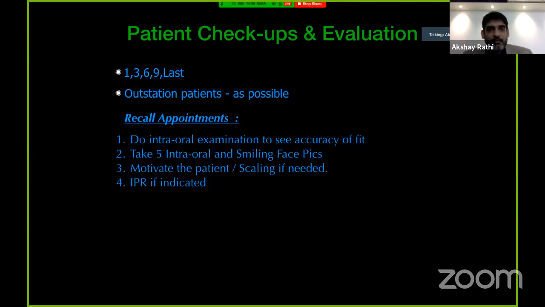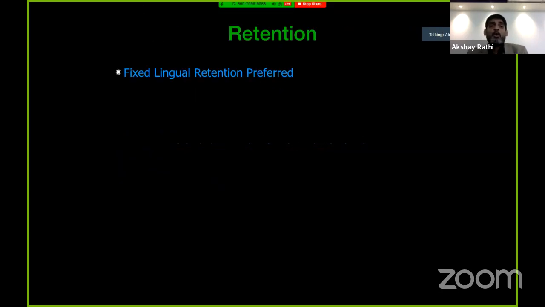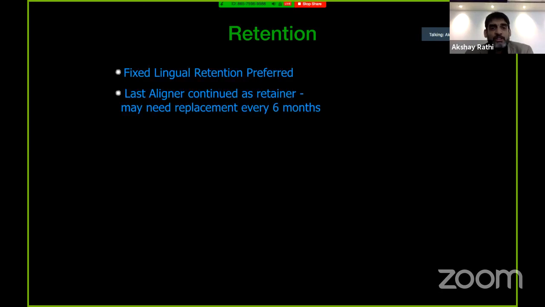Interproximal reduction if required. And the mode of retention that I prefer, even with my aligner patients, is fixed lingual retention. So it's not that if you do a case with aligners, the retention requirement will be different than those which are treated with a ceramic appliance or a metal appliance or a self-ligating appliance. The retention will require fixed retainer.